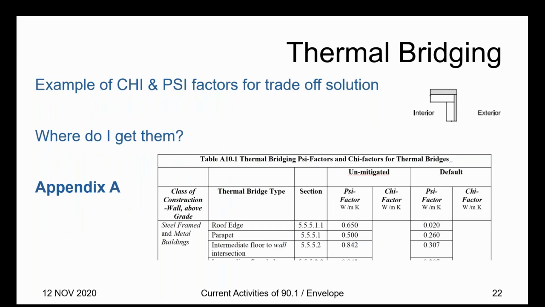So the big question is, you're asking me to put in all these numbers. I can calculate the length of my roof because I'm an architect or an engineer. I know how much roof edge I have. I know how much window I have, but I have no idea what the factor is for this thermal bridge. So within Appendix A, we have, like I said, default factors and mitigated and unmitigated details. Next slide.